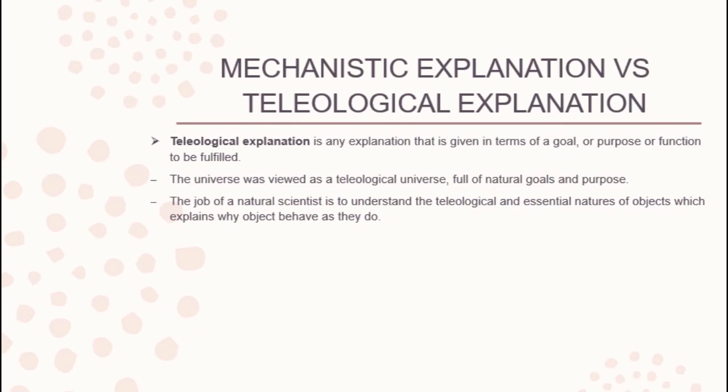Mechanistic explanation versus theological explanation. A theological explanation is any explanation that is given in terms of a goal or purpose or function to be fulfilled. The universe was viewed as a theological universe, full of natural goals and purpose. The job of a natural scientist is to understand the theological and essential natures of objects, which explains why objects behave as they do.